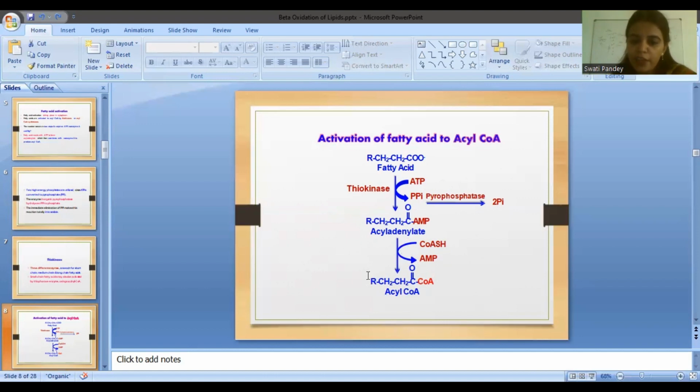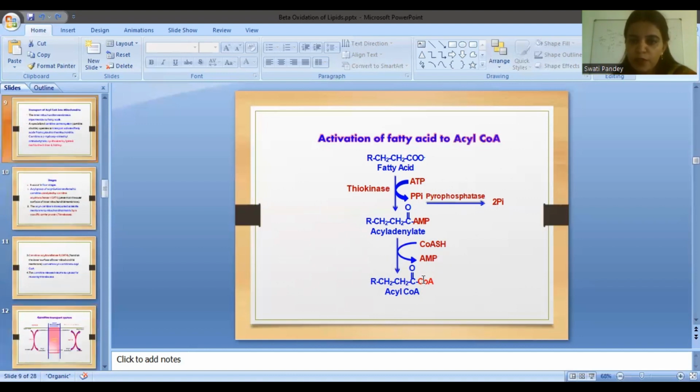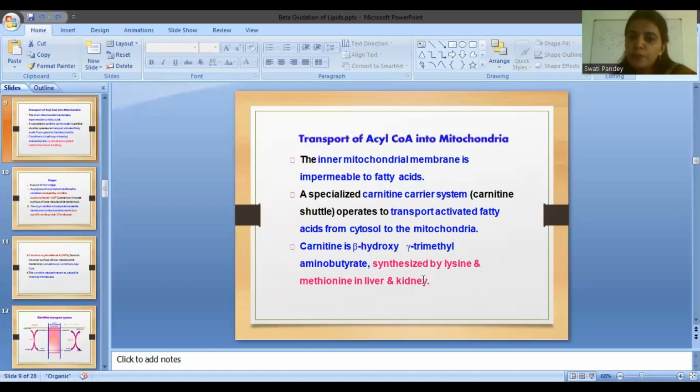Now, this is our activated fatty acid. This activated fatty acid needs to be transported into the mitochondrial matrix. As I already told you, the mitochondrial membrane is impermeable to fatty acids. So there is a special system known as the carnitine carrier system, or the carnitine shuttle, that operates to transport the fatty acid from the cytosol into the mitochondria. The carnitine is actually beta-hydroxy gamma-trimethylaminobutyrate, which is synthesized from lysine and methionine in the liver and in the kidney.